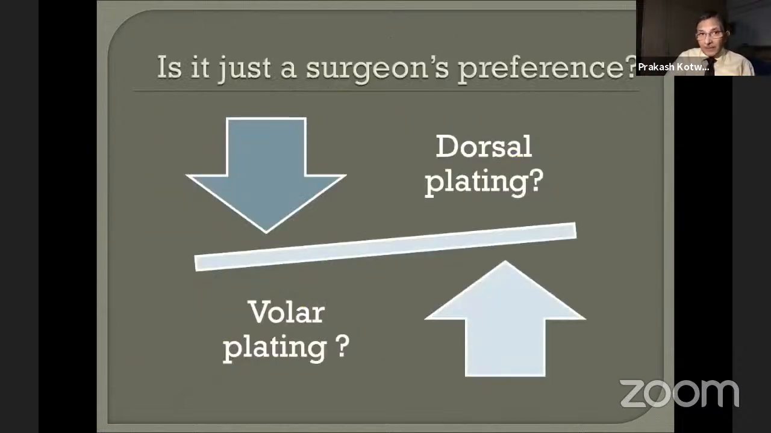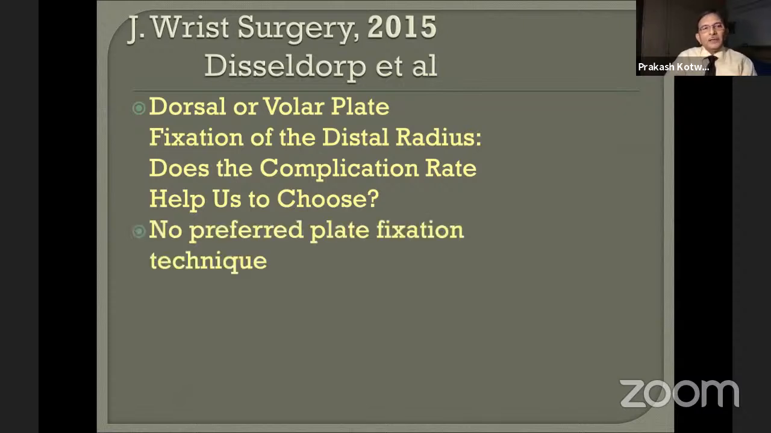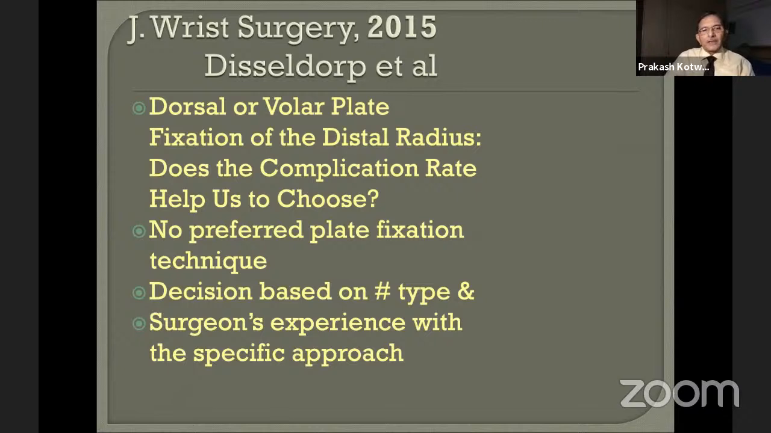So is it just the surgeon's preference whether to do a volar plating or a dorsal plating? No. According to this article in 2015, in the Journal of Wrist Surgery, this is again about whether the complication rate helps us to choose whether to do a dorsal plate or a volar plate. It said there's no preferred plate fixation technique. The decision should be based on the fracture type and the surgeon's experience with the specific approach. And of course, the bottom line is the correct decision to do that.